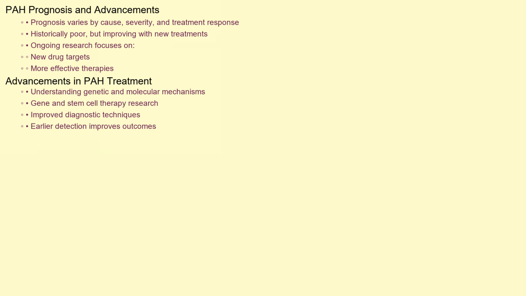The prognosis for PAH varies depending on several factors, including the underlying cause, the severity of the disease at diagnosis, and the response to treatment. Historically, the prognosis for PAH was poor, but advances in treatment have significantly improved survival rates. Ongoing research is focused on identifying new drug targets, developing more effective therapies, and understanding the genetic and molecular mechanisms underlying PAH.